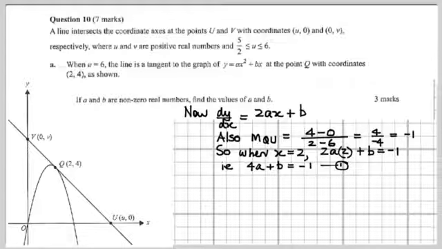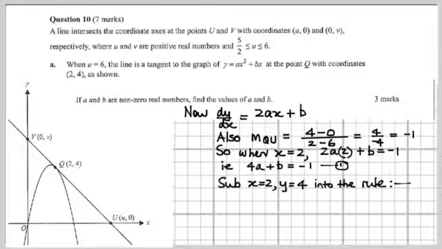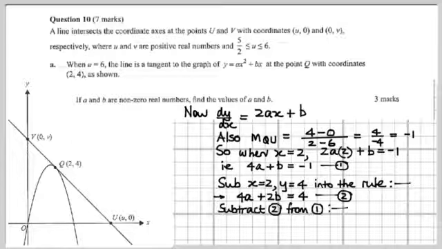4a plus b equals minus 1. Now let's sub x is 2 and y is 4, the coordinates of Q, into the rule y equals ax squared plus bx, and we'll get another equation. There it is, and now we've just got to solve them simultaneously for a and b, which is going to be very easy. If I subtract 2 from 1, I'm going to get minus b, aren't I? Equals minus 5, which means b is 5.